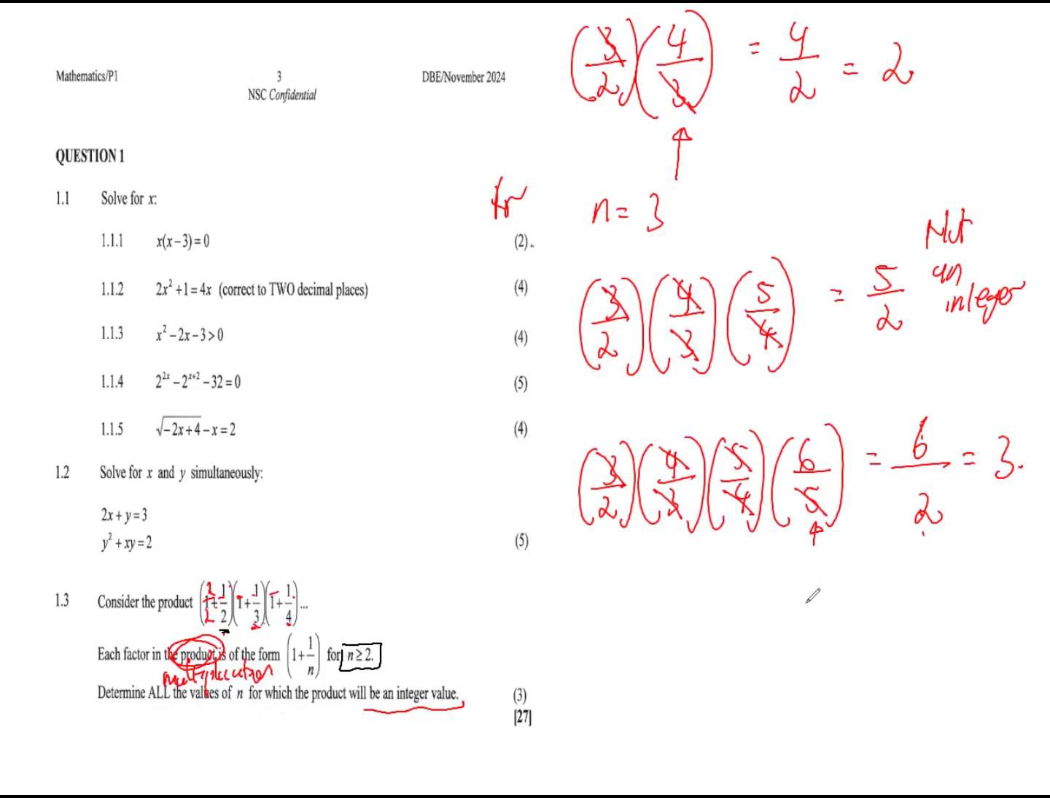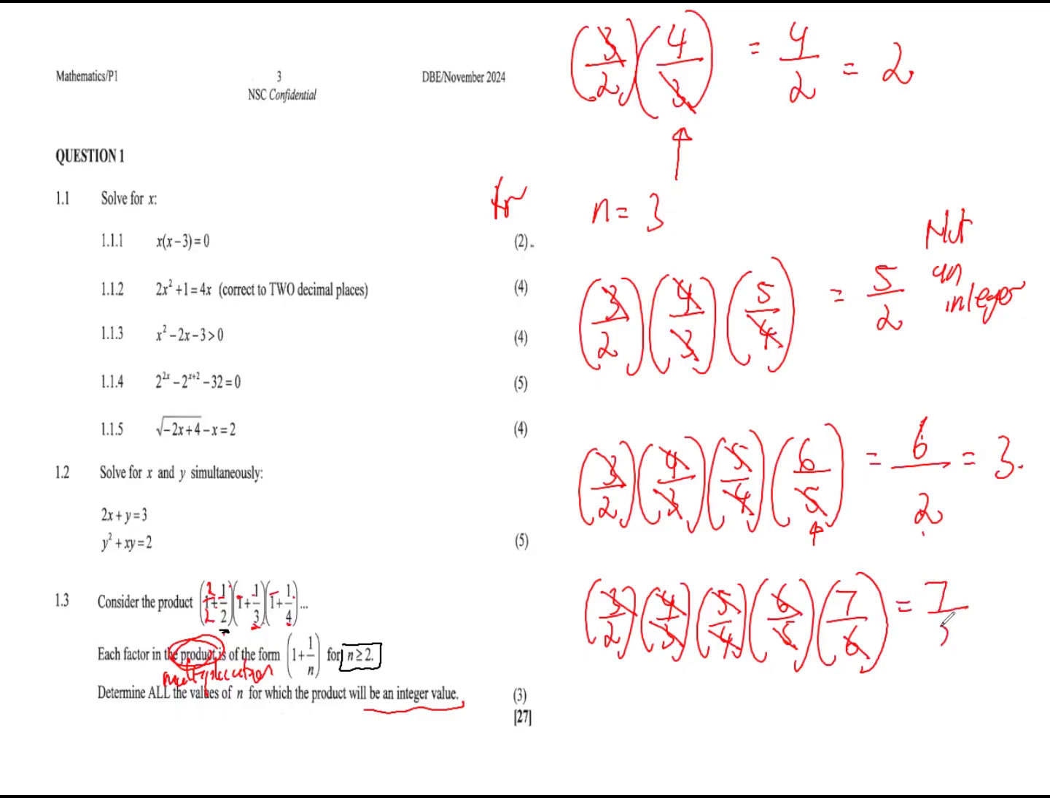If our n is now equal to 6, that means I'm going to have 3 over 2, 4 over 3, 5 over 4, and then 6 over 5, followed by 7 over 6, right? So what happens here is that this cancels, that cancels, this cancels, that cancels. Then we are left with 7 over 2, which will not be an integer. So we won't be considering when n is equal to 6.